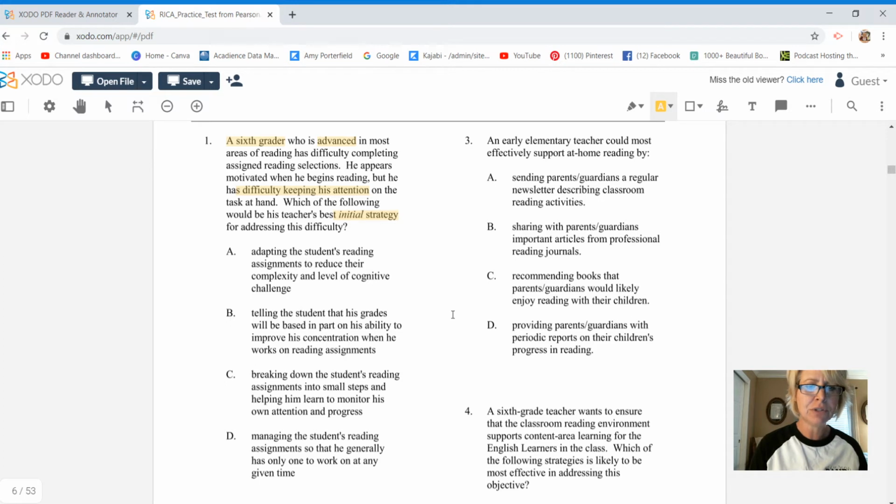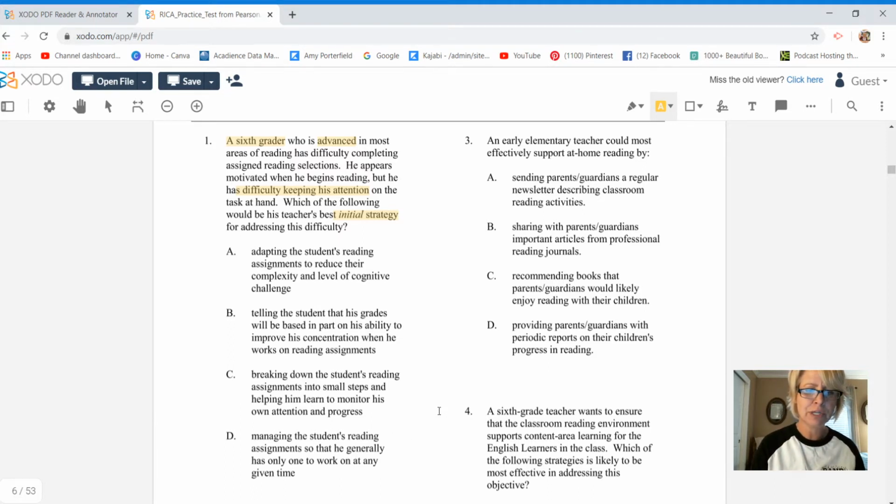B, telling the student that his grades will be based in part on his ability to improve his concentration when he works on reading assignments. I don't like this one. It sounds a little bit like blackmail. So I would throw B out as well. C, breaking down the student's reading assignments into small steps and helping him learn to monitor his own attention and progress. Okay, I like this one. This is a possibility. Let's see what D has to offer.